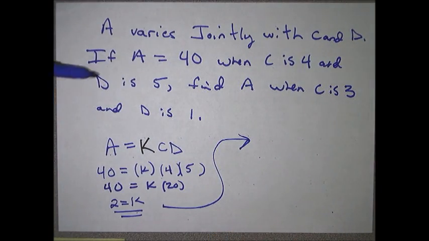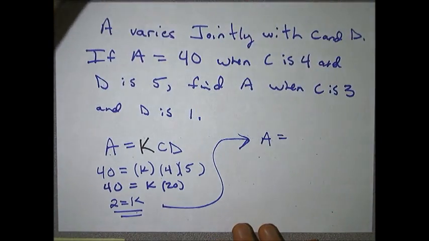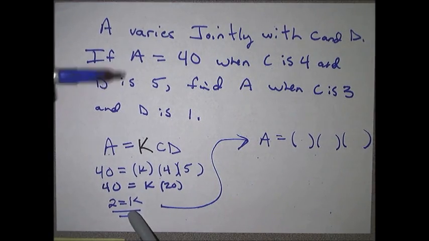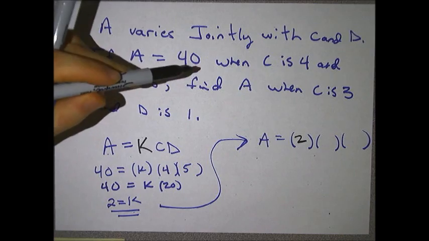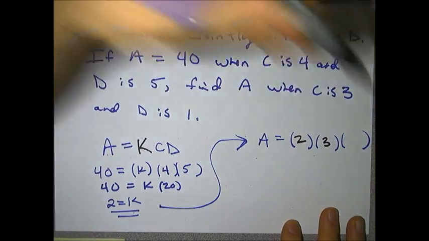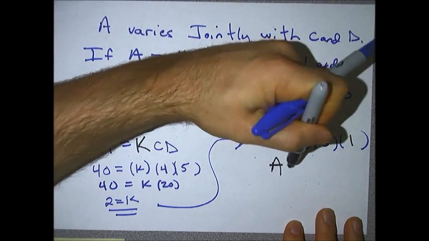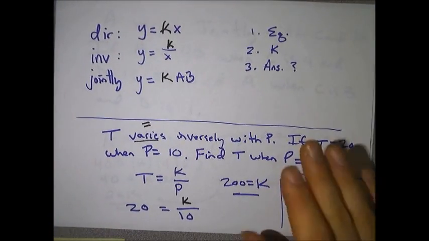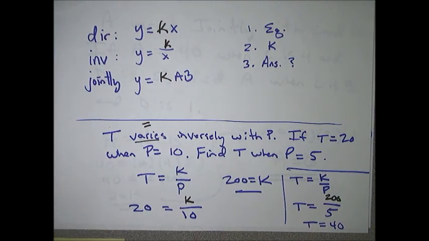So now I have found an equation, I have found k, and now I want to solve the problem. The problem asks, find a, so a is equal to k, c, d. We know k is 2 now. Anytime you find k, we now use that. So k is 2. Find a when c is 3 and d is 1. 2 times 3 is 6, times 1 is still 6. The answer to your problem is 6. If it was a direct variation problem, it would be the same exact process. We're not going to do one, but same exact process, but you'd use the blueprint y equals kx.